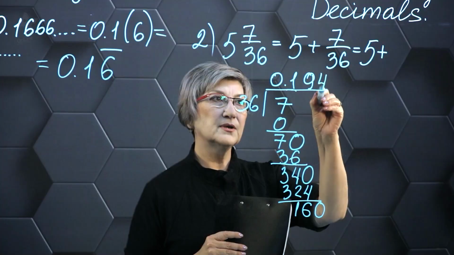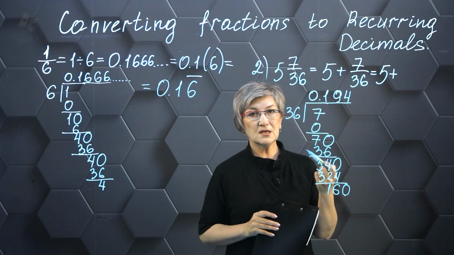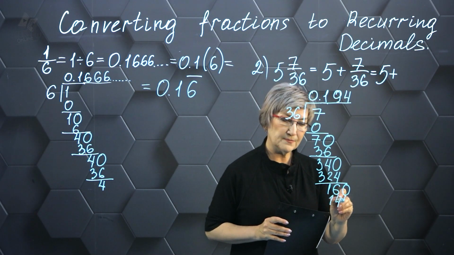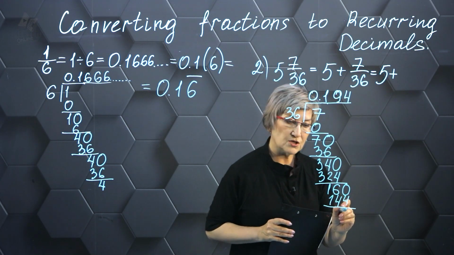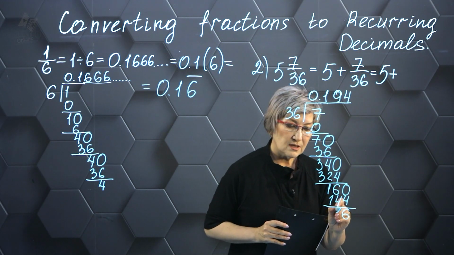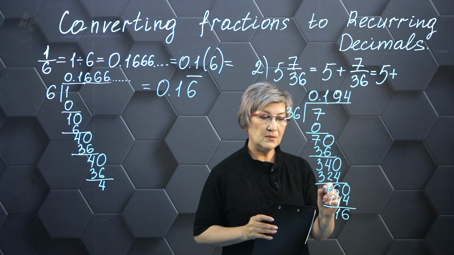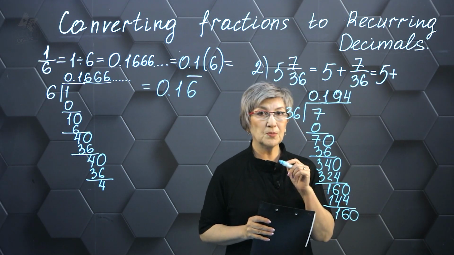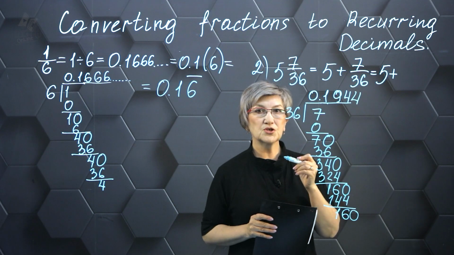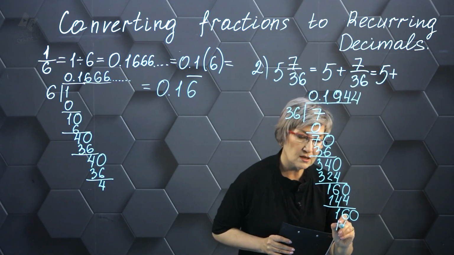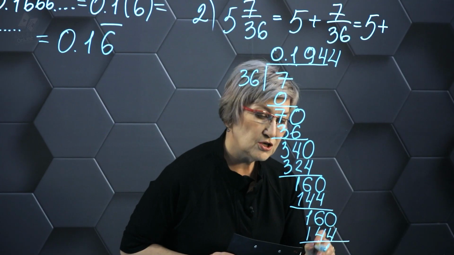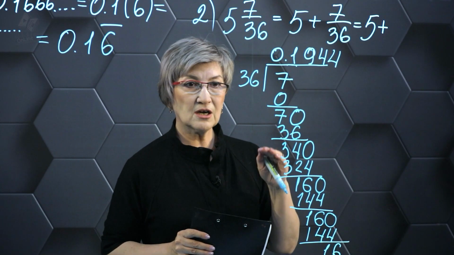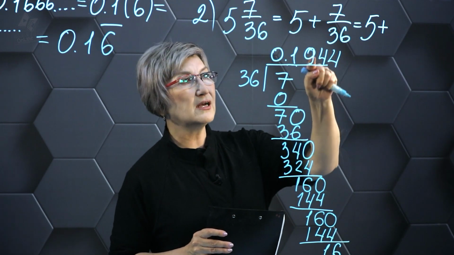Let's take 4 each. 4 times 36: 36 times 2 is 72, and multiplied again by 2 is 144. 160 minus 144 is 16. Notice we again get 16 in the remainder. We add 0 again to check, and once again we take 4. 4 times 36 is 144, and once again we have 16 in the remainder. Then we conclude that every time we divide, we're going to get the number 4.